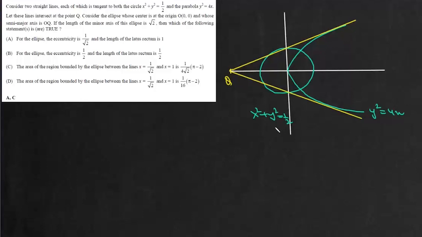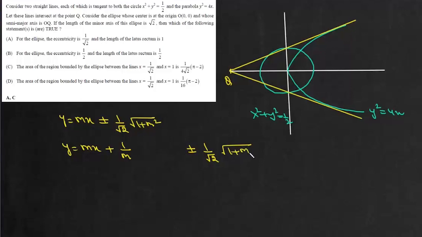Now equation of tangent to this circle will be given by y equals mx plus minus r, which is 1 by root 2 under root 1 plus m square. And equation of tangent to this parabola will be given by y equals mx plus a by m, and a is 1, so it will be 1 by m. Now since we are talking about common tangent, slope is same and the equation should be same. So here we'll get this condition that plus minus 1 by root 2 under root 1 plus m square should be equal to 1 by m.